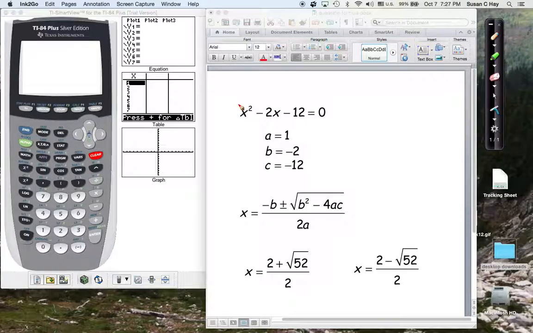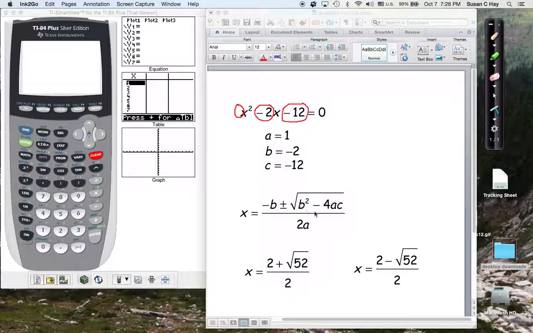So the a is the coefficient in front of the x squared term, which is an invisible 1, because there's only one x squared. So a is 1. B is the coefficient in front of the x, so it's -2. And c is the constant term, so it is -12. Okay, so there's my terms that go into here. I'm not going to show you how to go through this formula, but you plug them in, then you end up with this.